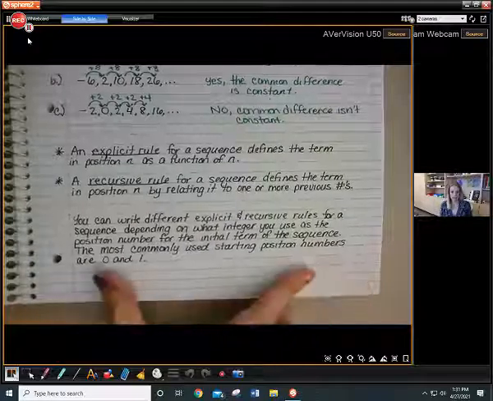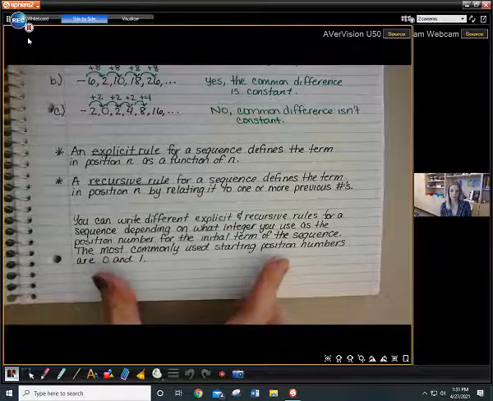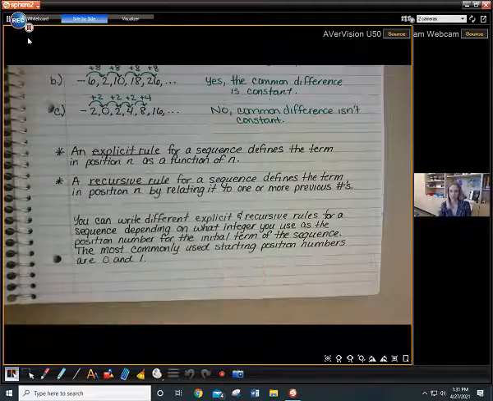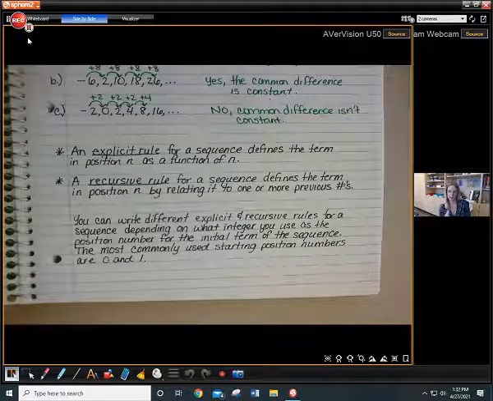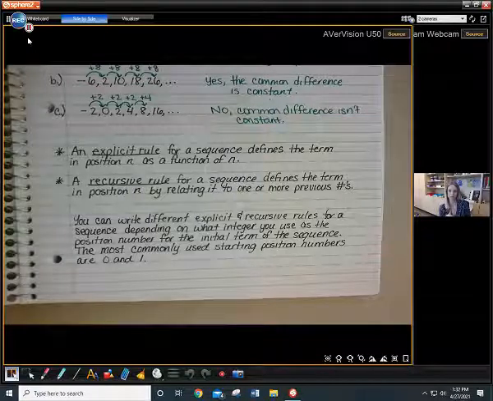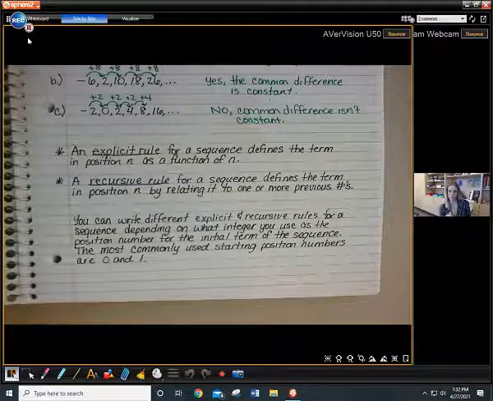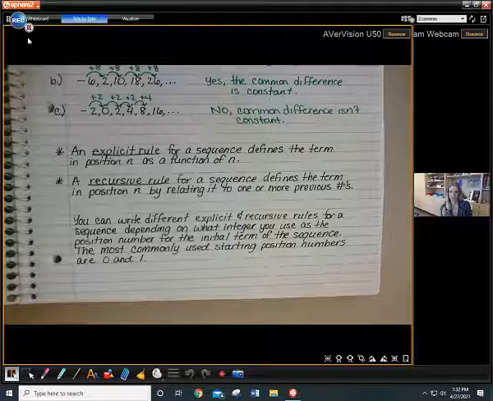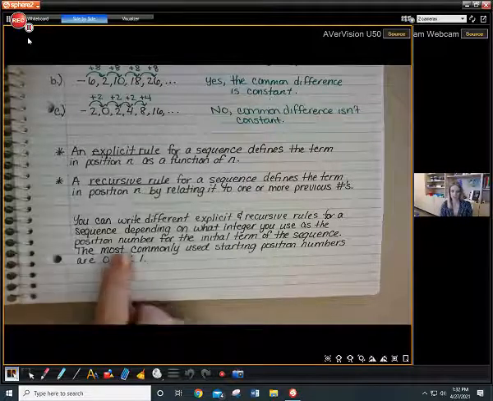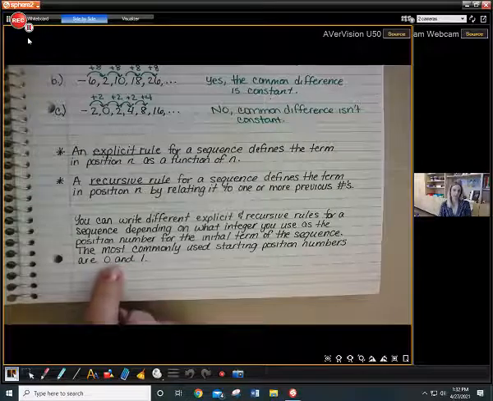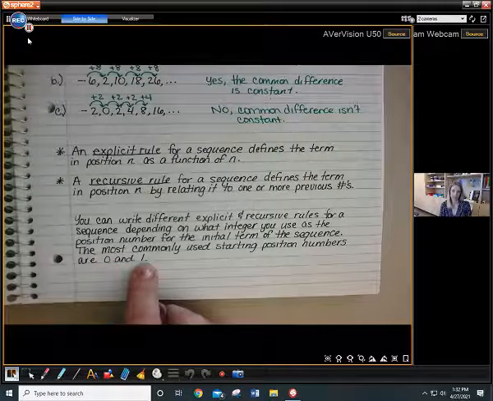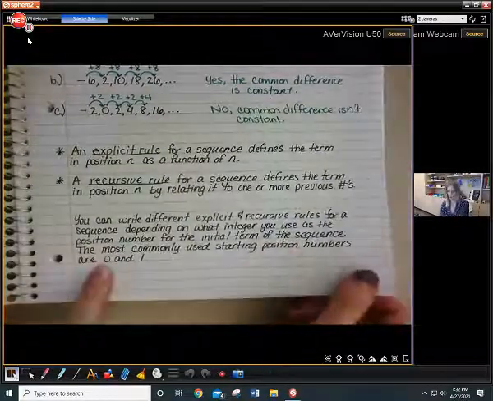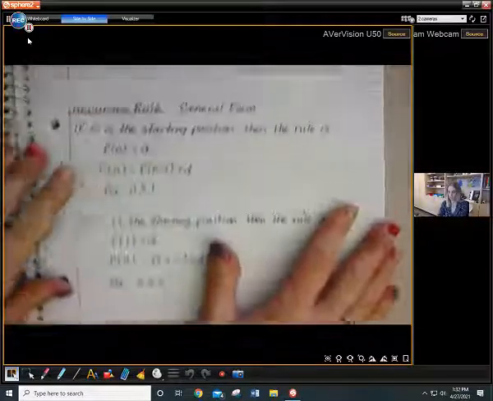Here's something else that we're going to write down. You can write different explicit and recursive rules for a sequence depending on what integer you use for the position number. Some people will say, hey, this is the first spot, and they'll use a 1 to represent the first spot. But sometimes they'll use a 0 as their starting value. So your equations can be a little bit different depending on if they are using a 0 as the starting number or a 1 as the first number. I've got a couple different equations depending on if they say a 0 or a 1.